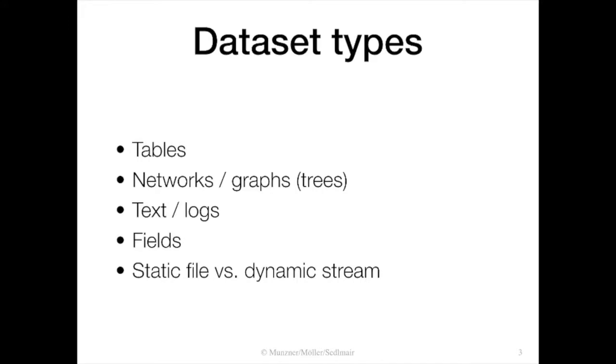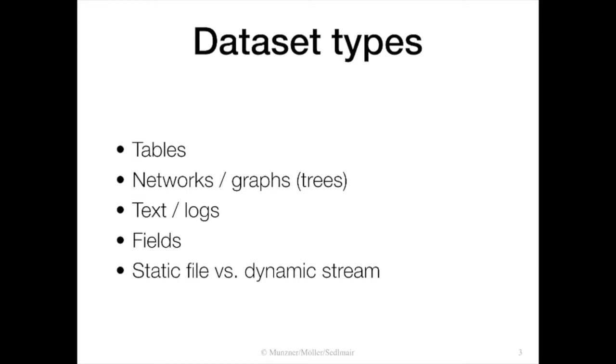There are different types of datasets that you can have. The most common dataset that is available is definitely organized as a table, but there are also other sources. Datasets can also be networks, graphs, or even trees. You can find data in text or log files. You can just have data that is in individual fields, given a form on a website or even a form that you manually fill out.